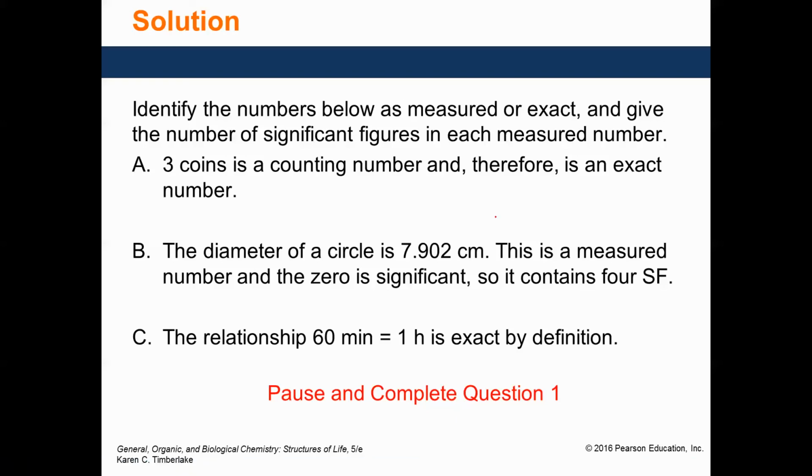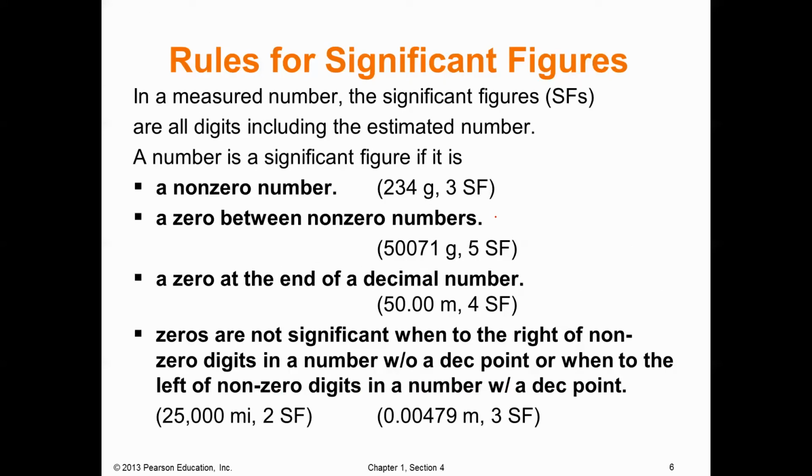Welcome back. Let's move on. Let's talk about, if we're given a number, how we recognize how many significant figures are present in that number. So we have some simple rules here to try and determine how many significant figures are in each number we're given. And our first rule is that all non-zero digits in a given number will be significant.